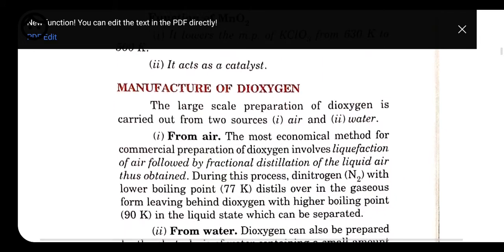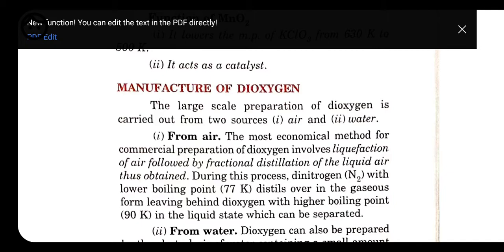Next, we can also prepare dioxygen commercially from air and from water. We know that the atmosphere is a great source of oxygen, and most of the oxygen present in the atmosphere is actually the byproduct of photosynthesis. We know during photosynthesis, carbon dioxide and water molecules combine with one another, and then release glucose plus oxygen. So most of the oxygen present in the atmosphere is the byproduct of photosynthesis. So we can also get oxygen directly from the air commercially, by fractional distillation.